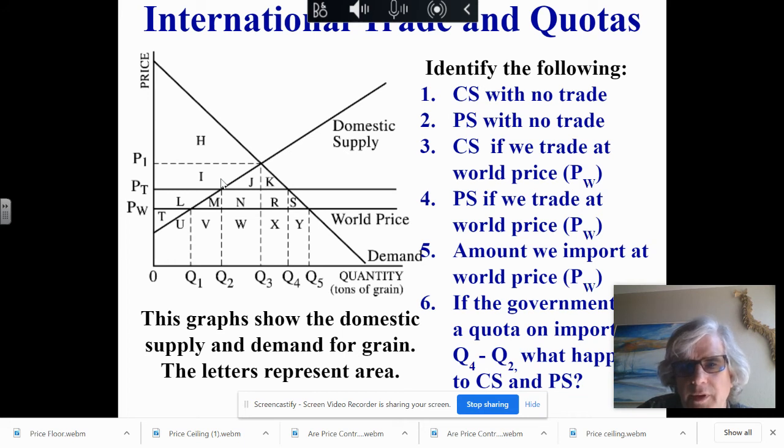our producers are really hurt. It goes from I, L, and T to just T. Consumers are really helped with world trade because we get things cheaper than we could make them ourselves. And then if we have tariffs, it reduces our imports, which we see in Q5 minus Q1 versus Q4 minus Q2. So our imports are less, our price is higher, producers get a little bit of extra surplus, and we reduce consumer surplus. So that's international trade and quotas.